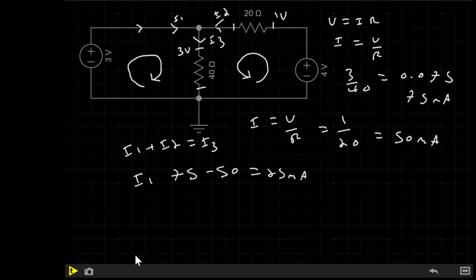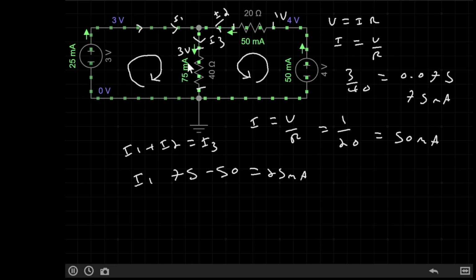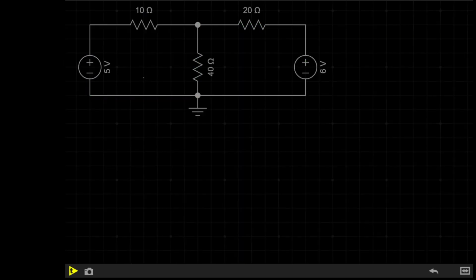If we now simulate the circuit to verify our results, we can see we have 75 milliamps flowing through this resistor, as we got here. We have 50 milliamps flowing through this resistor as we calculated here, and finally we have 25 milliamps flowing out of the supply. Perfect. Now this next example is going to be slightly more complicated, so I will streamline some of the working so it's not too wordy.